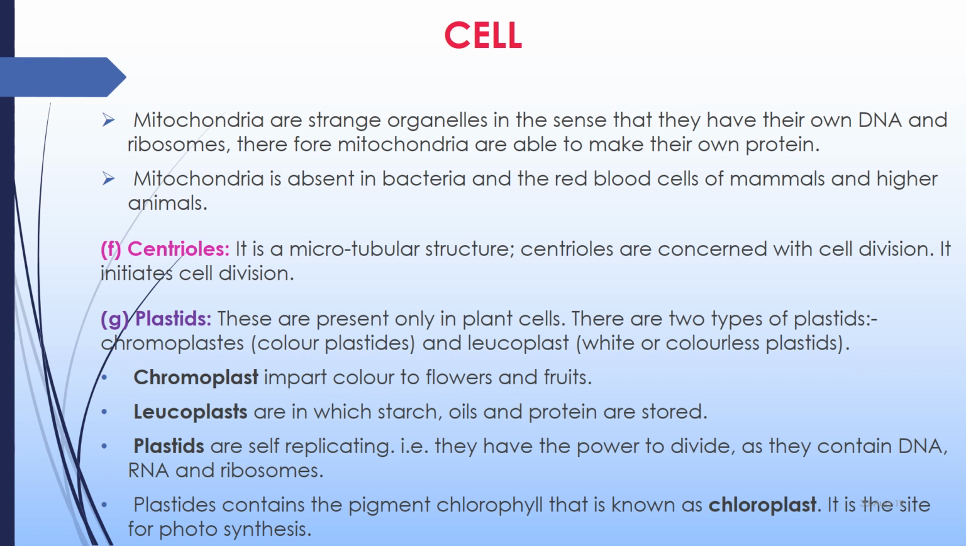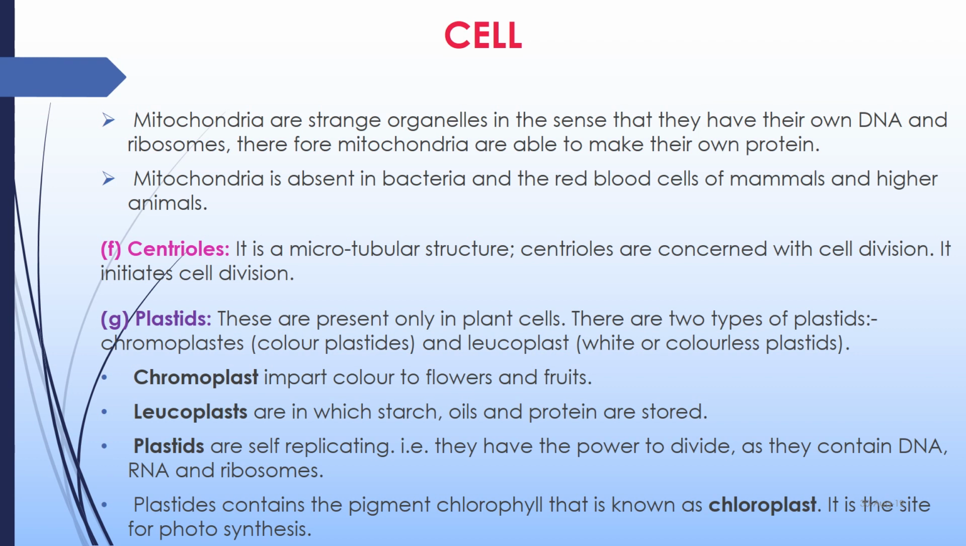Mitochondria are strange organelles in the sense that they have their own DNA and ribosomes, therefore mitochondria are able to make their own protein. Mitochondria are absent in bacteria and the red blood cells of mammals and higher animals. F. Centrioles. It is a microtubular structure. Centrioles are concerned with cell division. It initiates cell division.